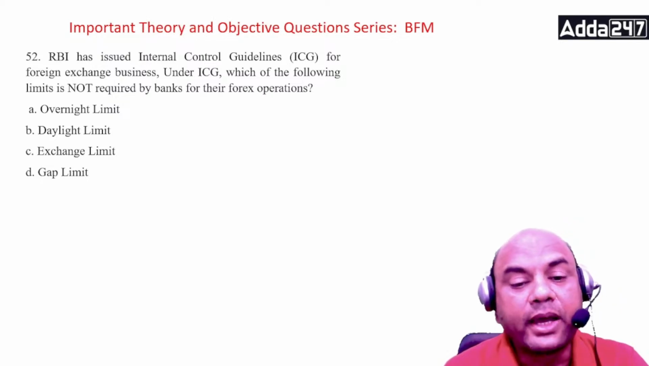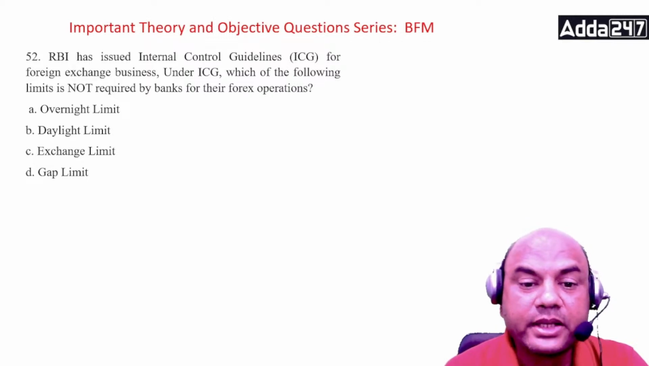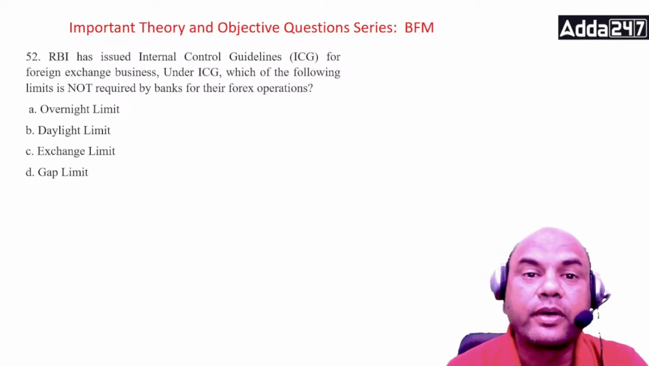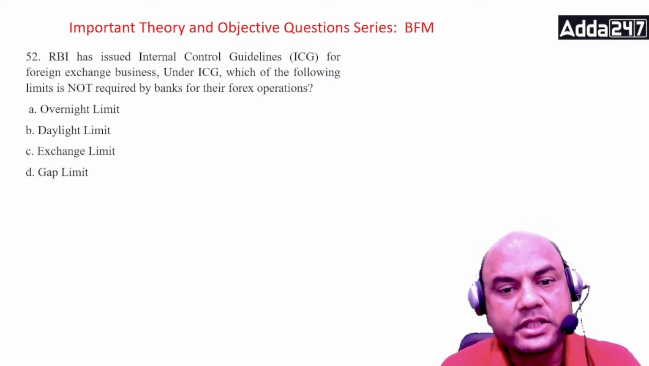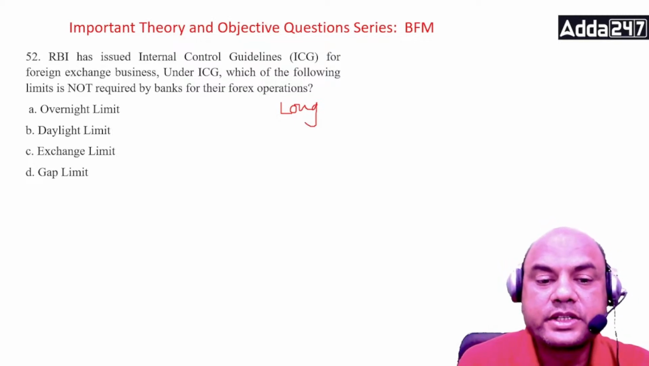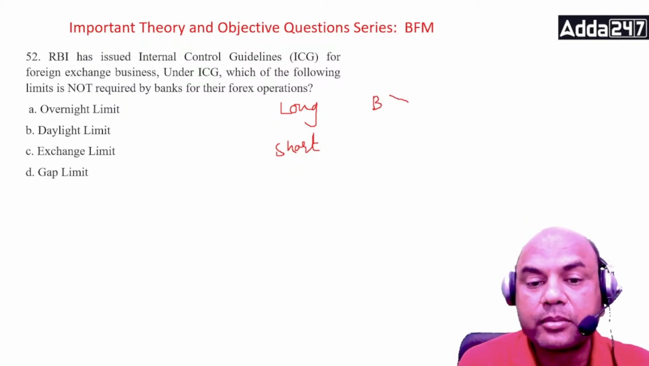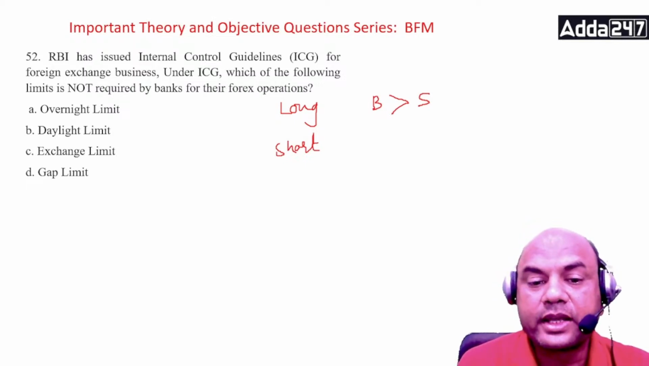Gap limit. The maximum interim period or month exposure which the bank can keep is called the gap limit. Suppose I have an open position. What are open positions here? There are two types of open positions, always remember: long and short. If my total number of contracts bought is greater than contracts sold, it is called a long open position. If my selling is more than my buying, it is called a short position.